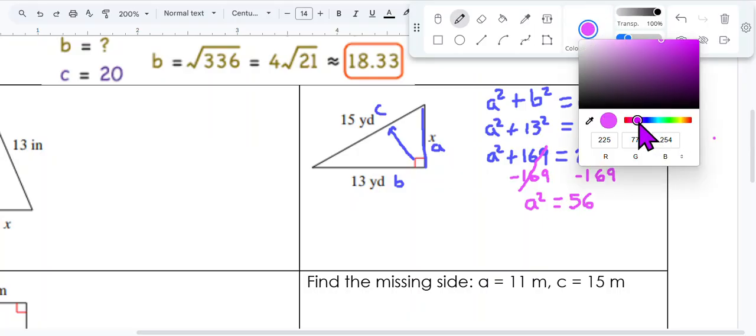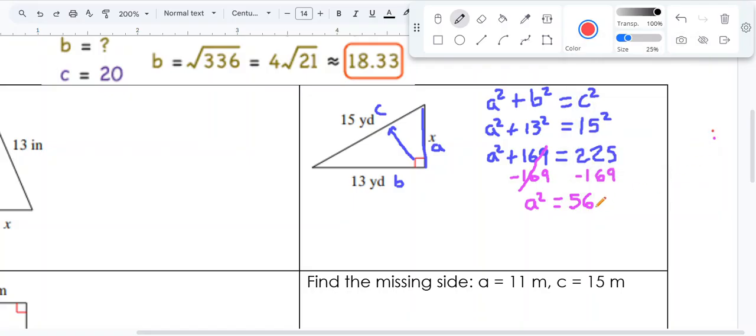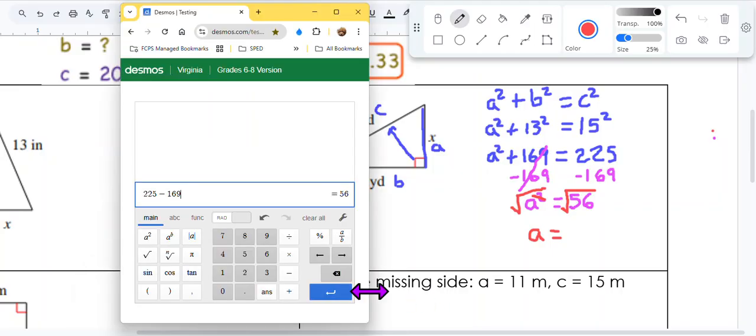All right, so once again, this is a squared. I don't want to know what a squared is. I want to know what a is. So the opposite of squaring a number is taking the square root. And I'm going to do that to both sides to keep this equation equal. And when I do that, that gets rid of this squared part and leaves me with a, because the opposite of squaring a number is taking the square root. So now the square root of 56, let's put that in here. Square root 56 is 7.48.